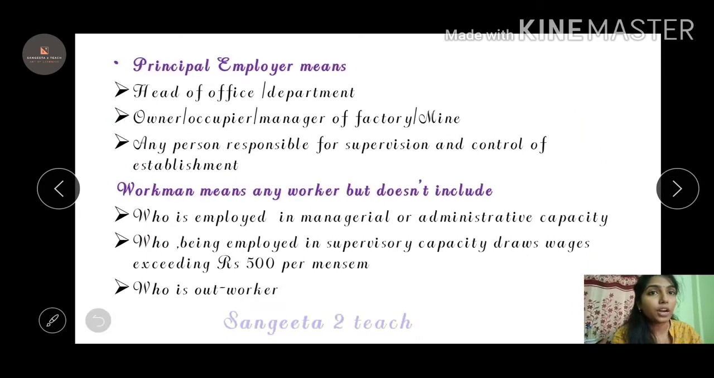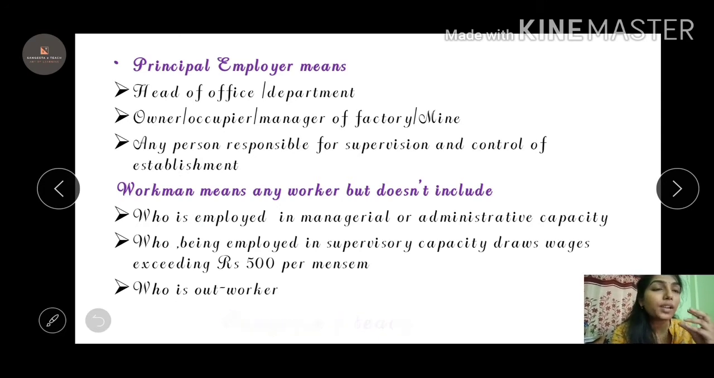Now we'll talk about the principal employer. Who is the principal employer? I have been saying the words principal employer from the start, right? He is the head of the office or a department. He can be the owner, he can be the occupier, a manager, and whoever. Principal is something that is important, right? There are the heads of a school. Principal is the head of the school.